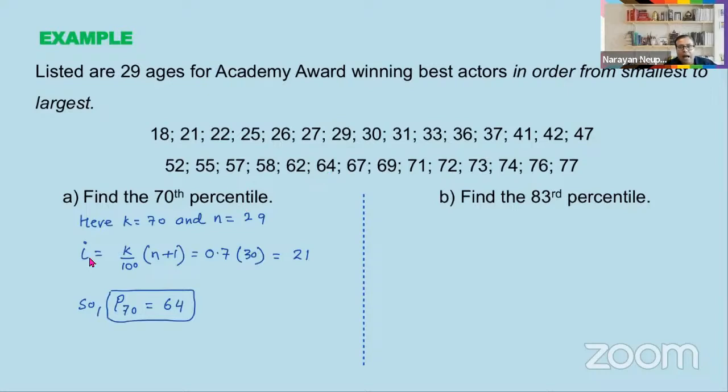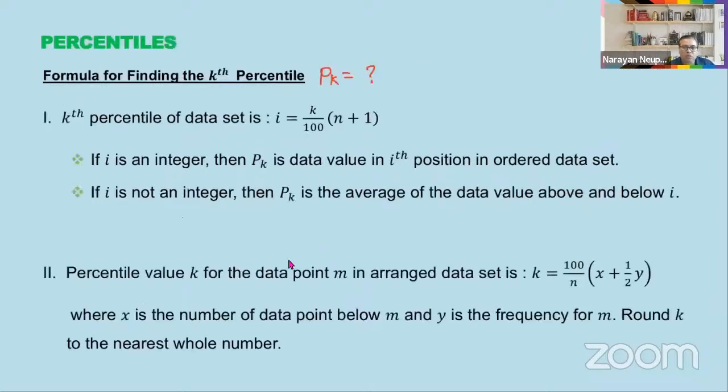So if you get i as a whole number or integer like that, the percentile is the number in that position. That is the meaning of this one here. If i is an integer, then Pk is the data value in the ith position in the ordered data set.